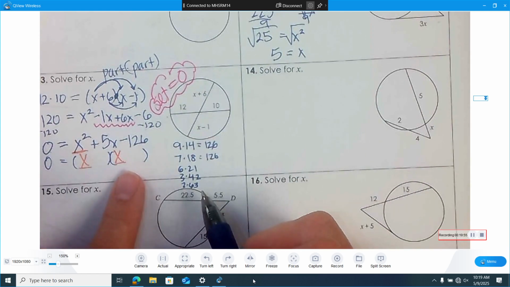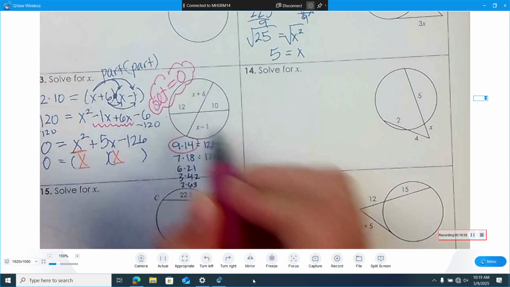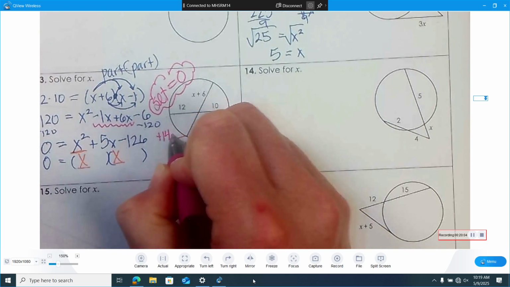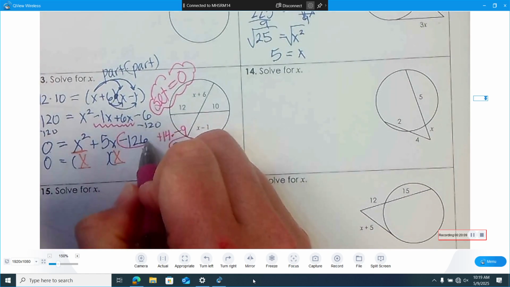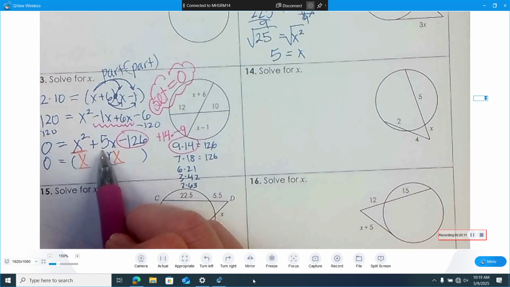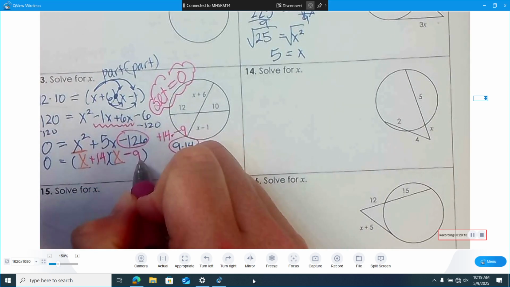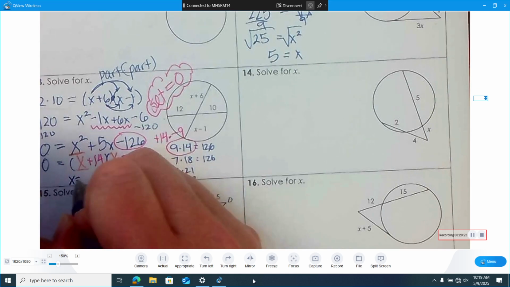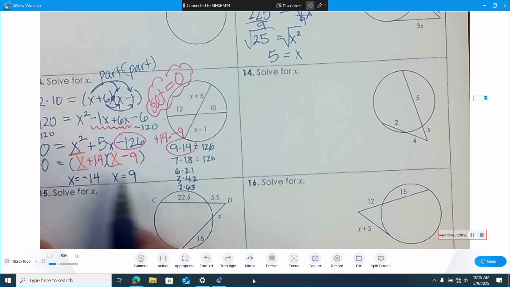So which one looks like a winner for us? 9 and 14, yeah. So if we had a positive 14 times negative 9, that would give us a negative 126. And it gives us a positive 5 when we combine them. So positive 14 and negative 9. And once you get your bubbles, we need to solve. So what are our solutions for x? Positive 9, good. So negative 14 and positive 9.